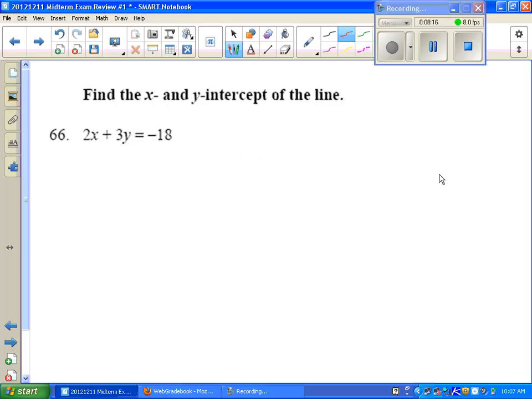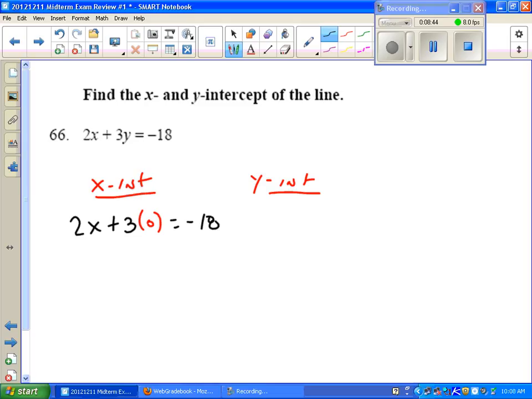Number 66, find the x and y intercepts. So you want an x-intercept and you want a y-intercept. In order to find both of these, you need to plug in 0 in place of the opposite variable. So we have 2x plus 3y equals negative 18, and since we're looking for our x-intercept, we'll plug in 0 in place of y. Then when we simplify that equation, 2x plus 3 times 0 will be plus 0, which is going to cancel itself out, equals negative 18, or 2 times x equals negative 18.